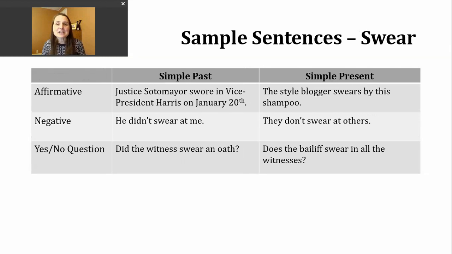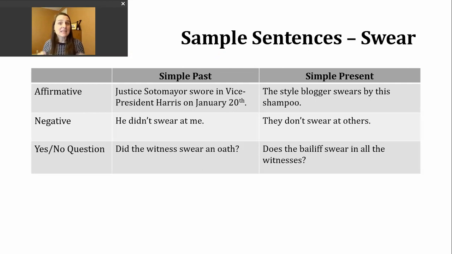Now let's continue practicing using our verb of the day in a couple different tenses. Today we'll look at the simple past tense and the simple present. Let's start with the past tense. Remember, with this verb, we're describing a completed action that occurred at a definite point in time.